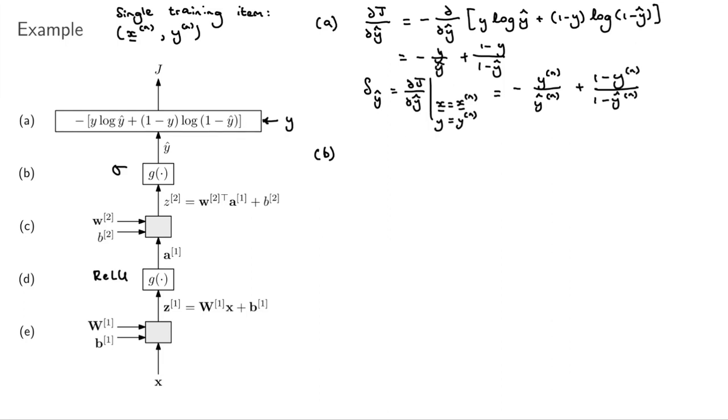So we're now looking at B. So this is this operation here. Again, what we do is we calculate the partial derivative of the output with respect to all of the inputs.